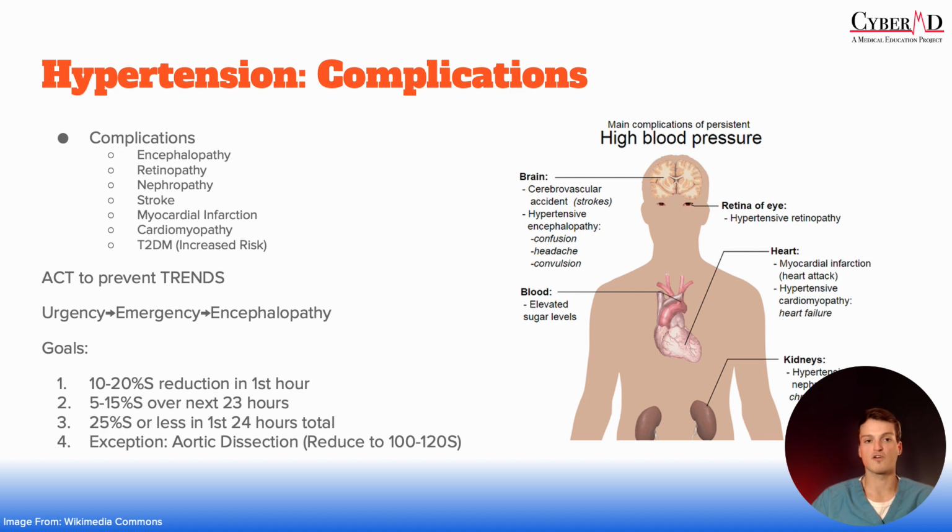You can also have cardiomyopathies. You can get type 2 diabetes. Chronic hypertension is going to be a risk factor associated with developing type 2 diabetes.